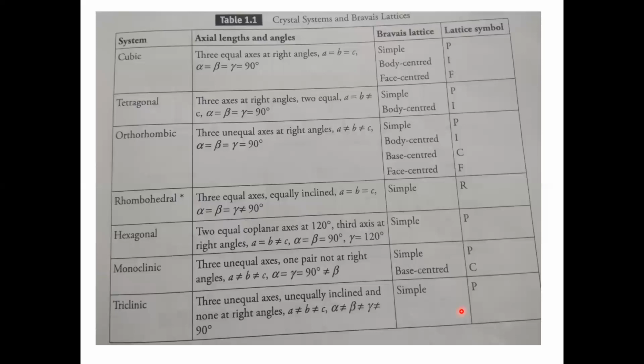So in crystal structure, there are a total of 7 crystal systems and 14 Bravais lattices. This statement is very important. What are Bravais lattices? It means the atoms are arranged in different manners. That is called Bravais lattices. Anybody having any doubt up to this?